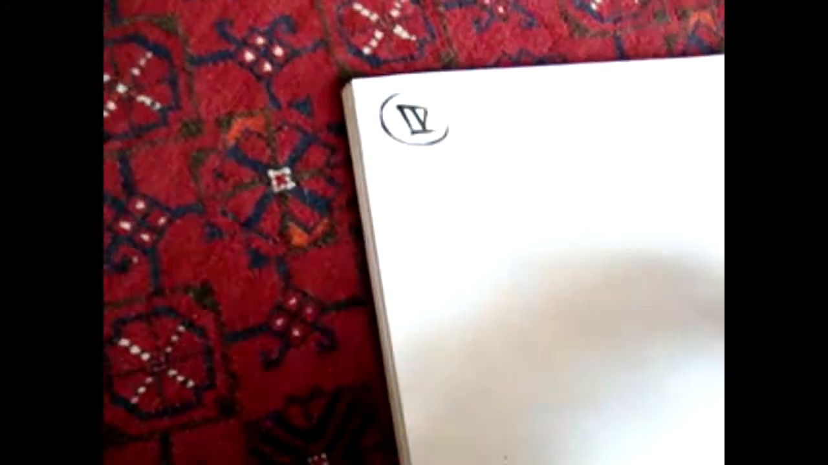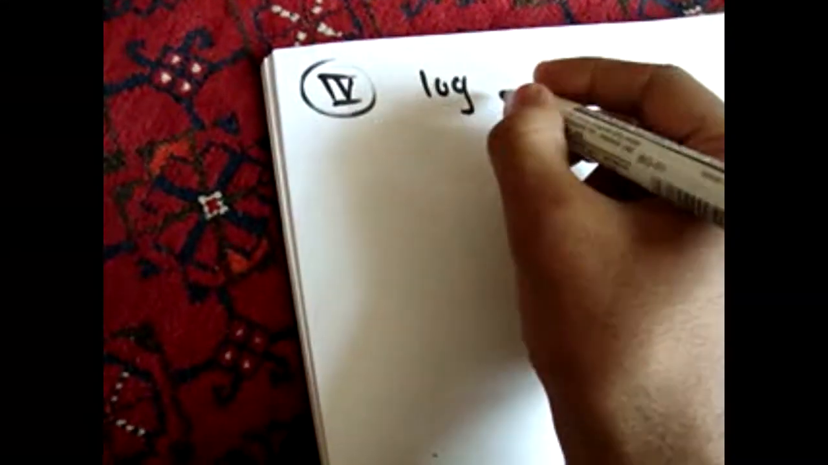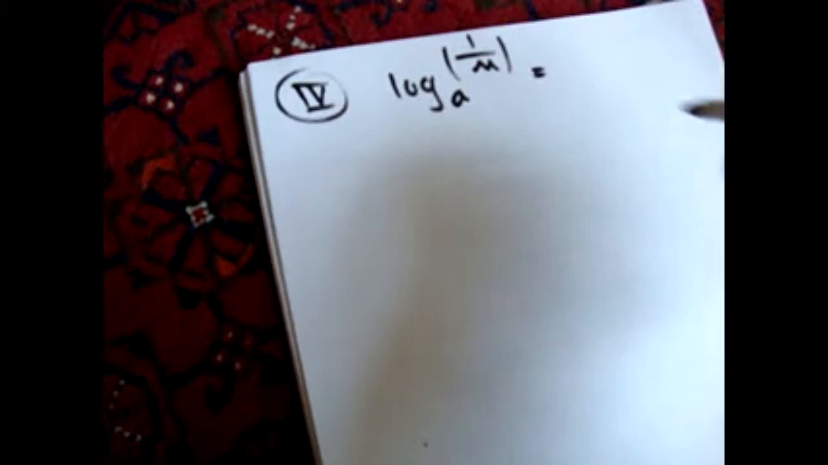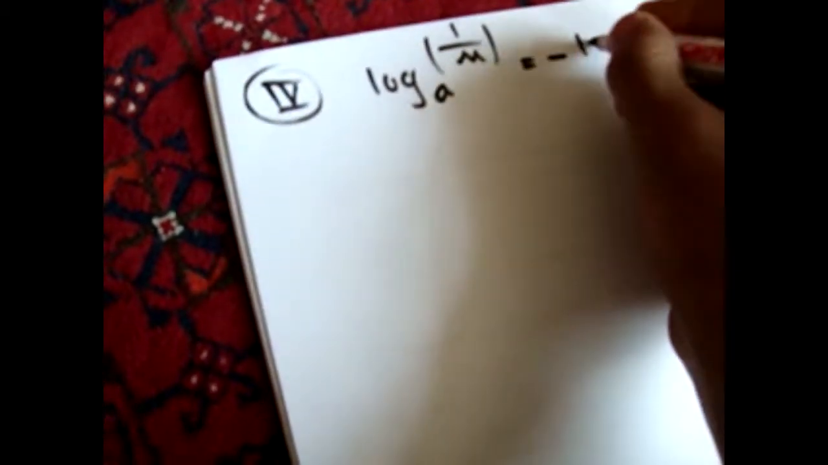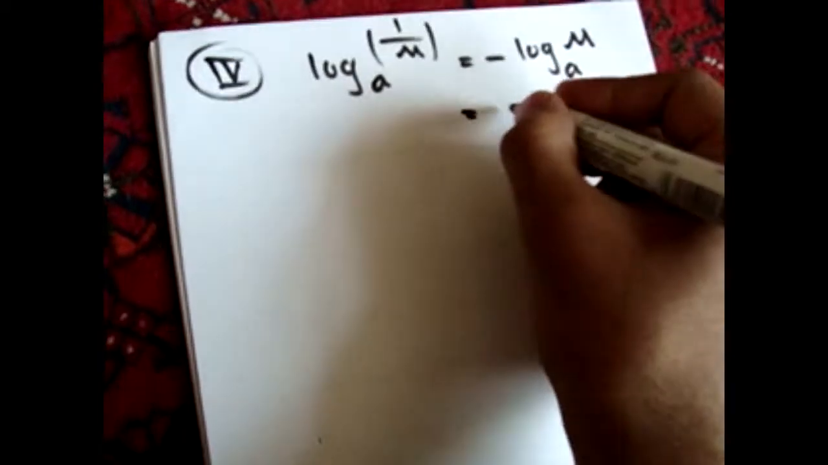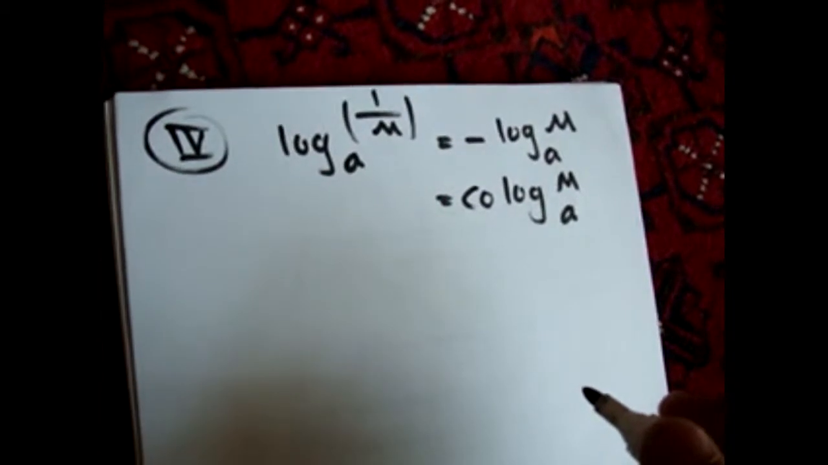So what is the fourth property? The fourth property is, if we have a logarithm like log base a of 1 over m, it's equal to minus logarithm base a of m, or some people prefer to write it as co-log base a of m. So is it possible? We're going to prove it.